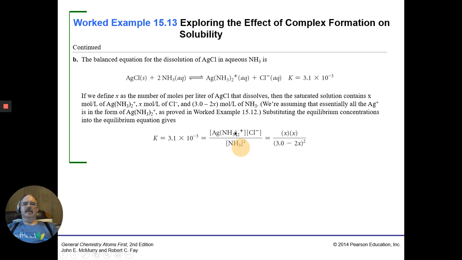So the silver amine complex, we call that X. Chloride is X. And ammonia is 3 minus 2X, the quantity squared, since we're using up 2 equivalents of ammonia.